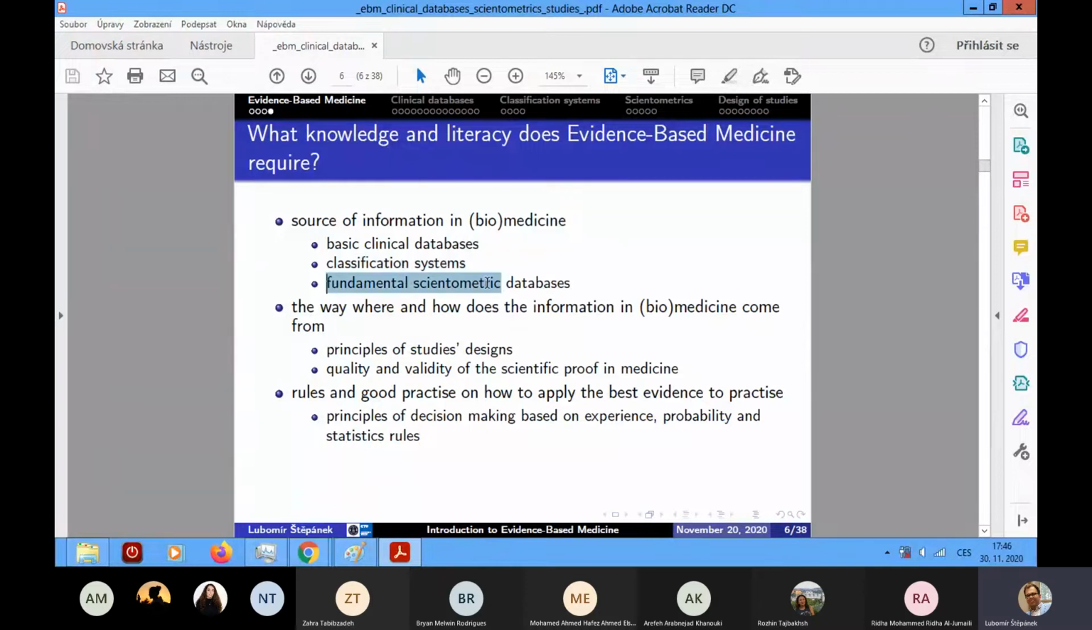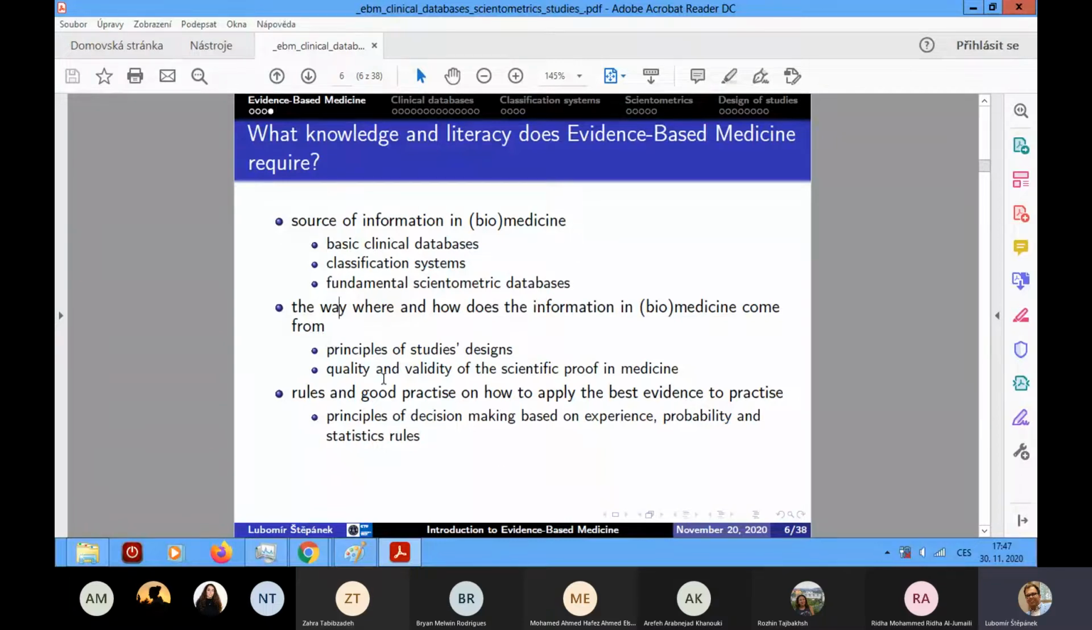Also, it's good to know about some fundamental scientific databases. What is also important is how all the pieces of information in biomedicine come from, and what is the typical origin, the typical way they arise. For example, the ontogenesis of information in biomedicine.